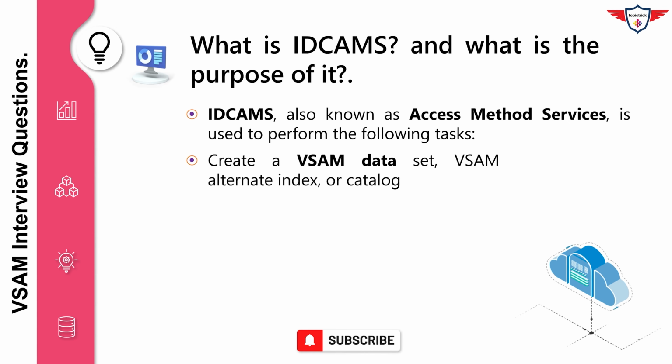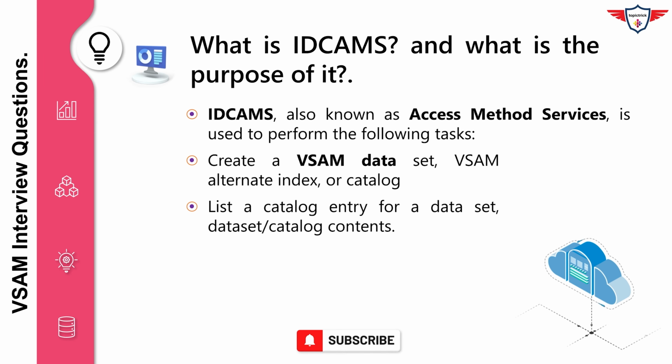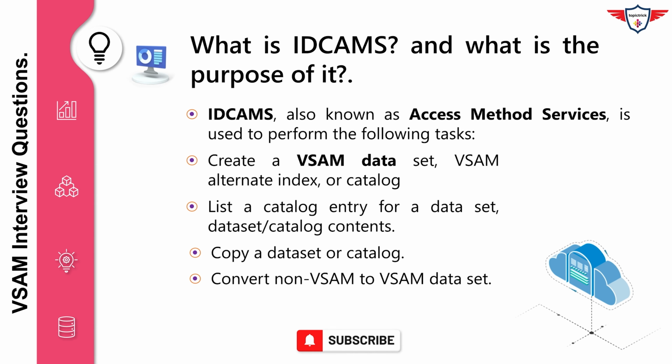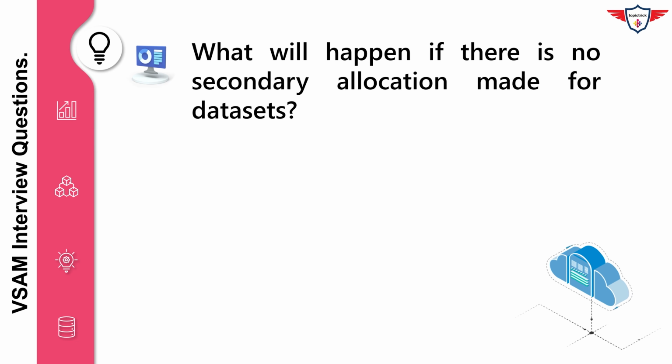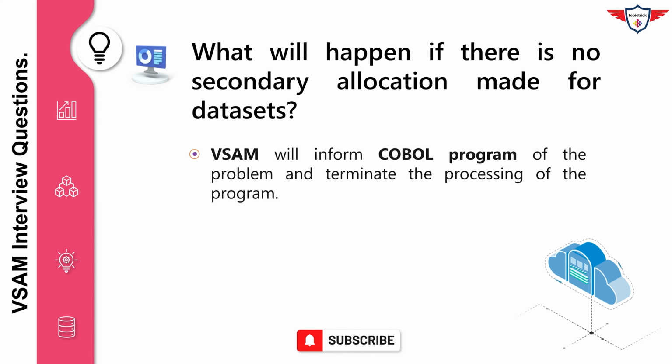Create a VSAM dataset, VSAM alternate index, or catalog. List a catalog entry for a dataset or catalog contents. Copy a dataset or catalog. Convert non-VSAM to VSAM dataset. Load a VSAM dataset from VSAM records. Rename the VSAM datasets. What will happen if there is no secondary allocation made for datasets?